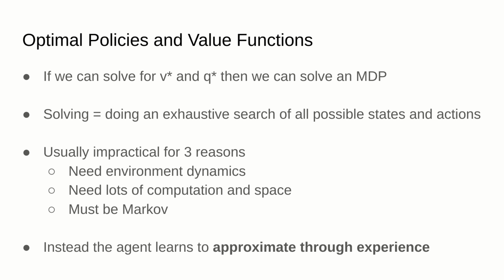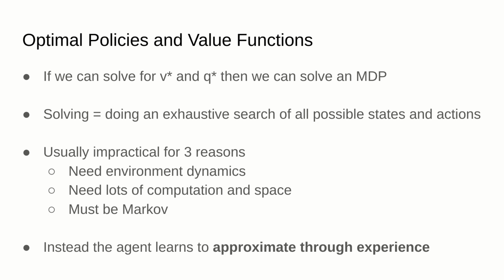You could think of solving these equations as doing an exhaustive search across the MDP of all the possible states you could end up in, and of all the possible actions you could take in getting their value. As you can probably imagine, this works in theory, but usually doesn't work in practice for three reasons. Firstly, we would need to know accurately the dynamics of the environment, but this is often unknown. Secondly, we need to have enough computation space and resources. For a game like backgammon, there are 10 to the 20 states, which is more than any of today's modern computers could handle. So it's usually impractical.